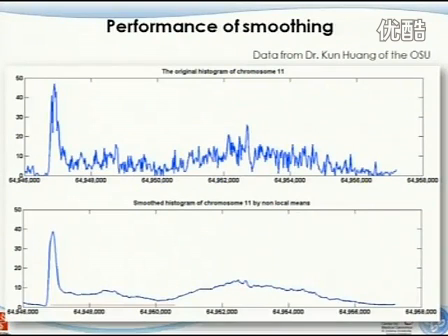This is one example to show you the performance of the smoothing. You can see this is a ChIP-seq. I don't know exactly which protein it is. It's from one of my friends from Ohio State. You can see this is before smoothing. At each individual location there's a very spiky type of signal. But after you do this window size smoothing, the signal becomes like this.